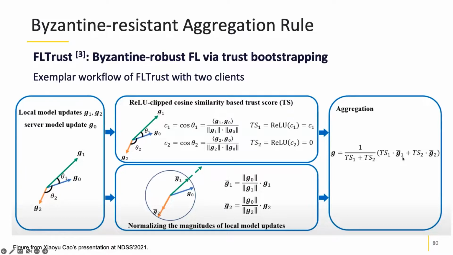After computing the trust score, the server will perform model aggregation, where the weight of each local update is determined by its trust score. In this case, since the first client has a large trust score, it will have more impact on the global model update. On the contrary, the second client will have a very small impact on the global model.